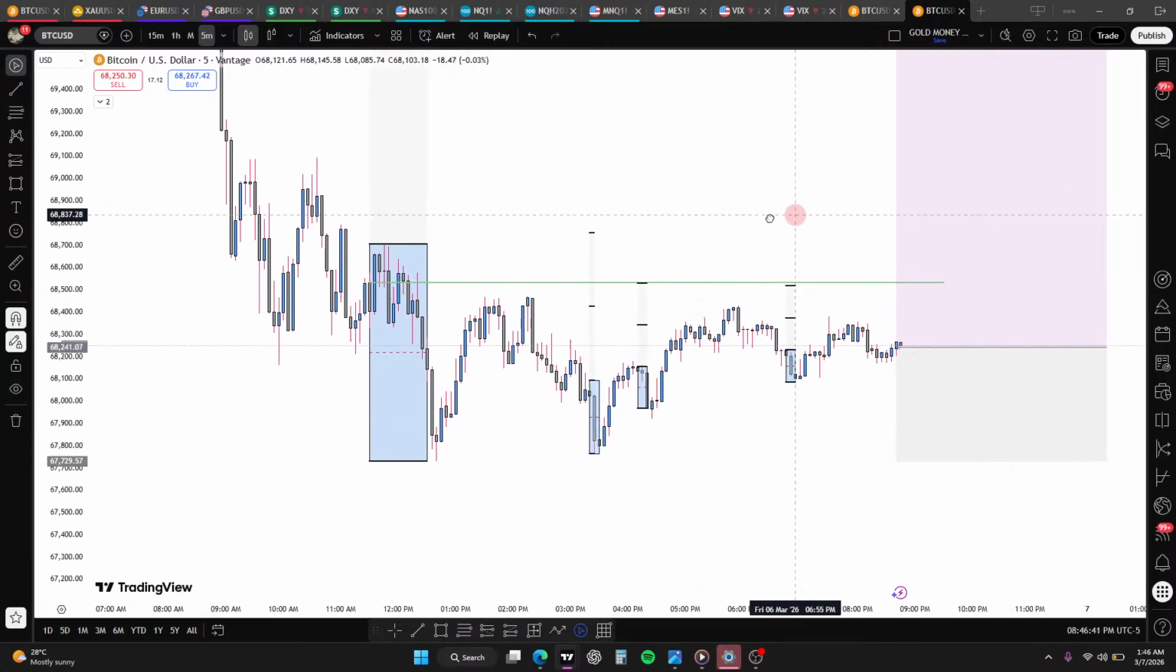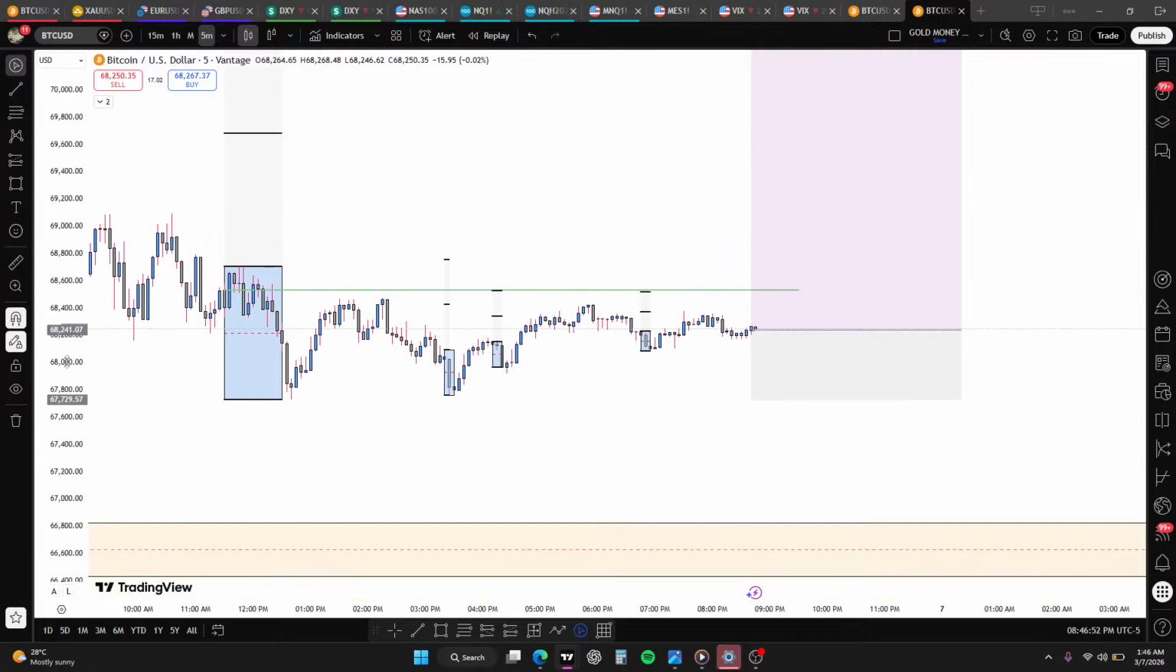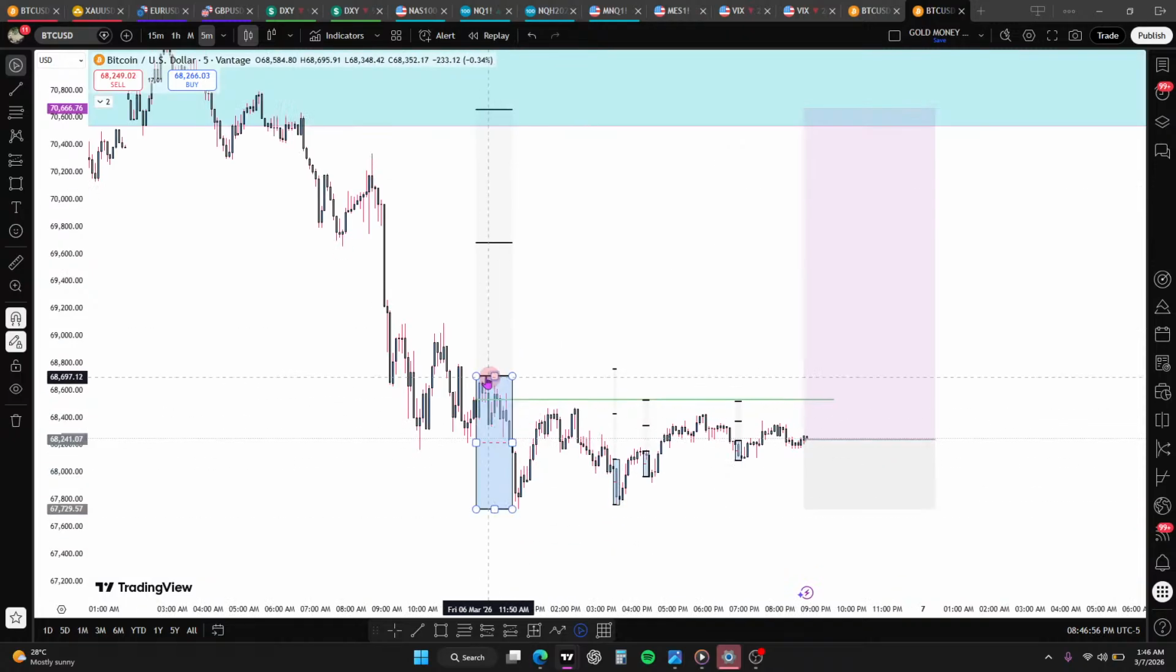So all of these are pointing towards this green line. And if this green line gets respected or traded to, then that means that this is a valid order block. And we will likely see a minimum of this and hopefully that.